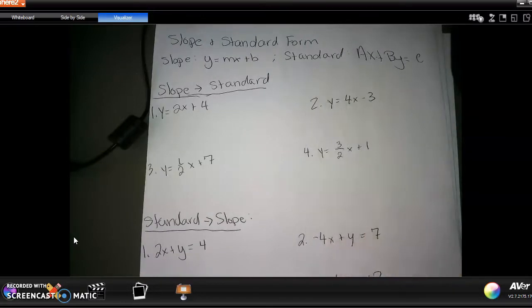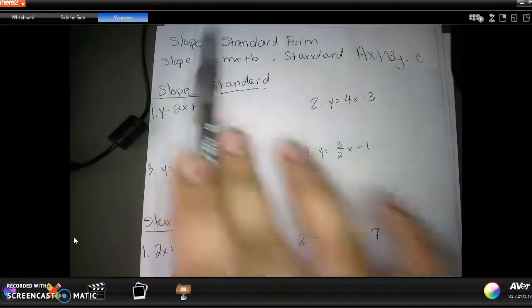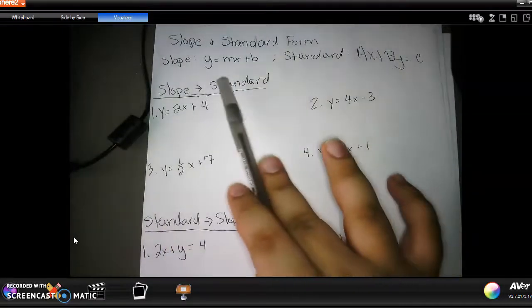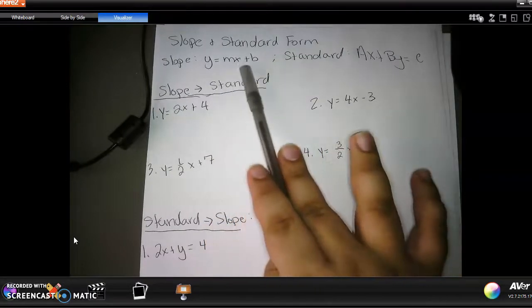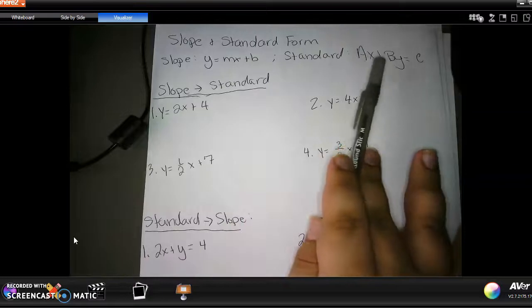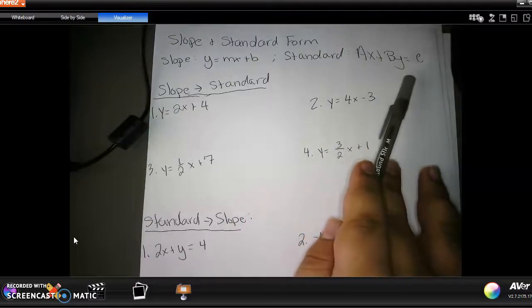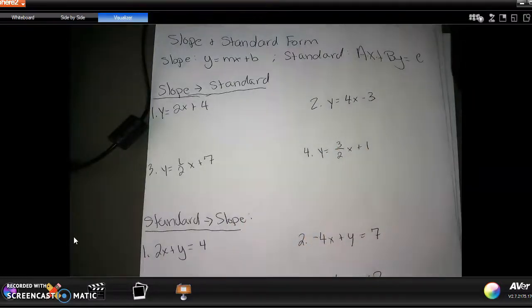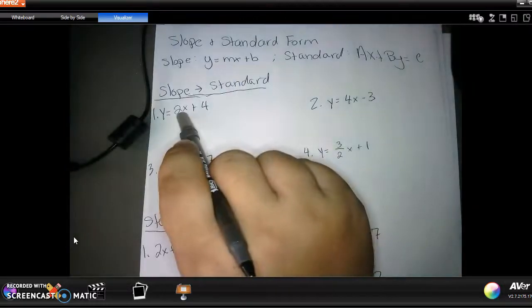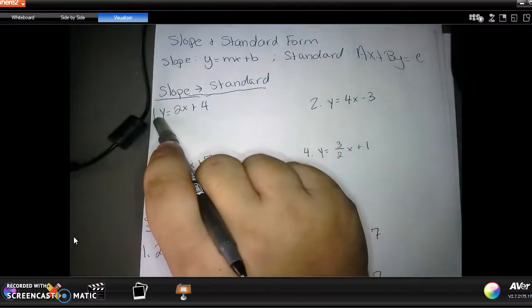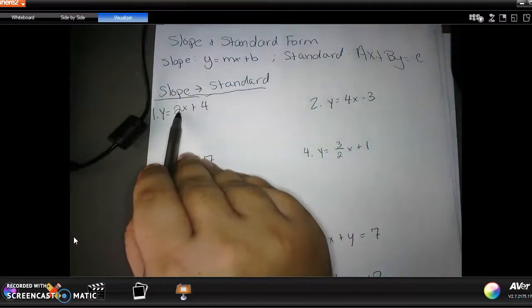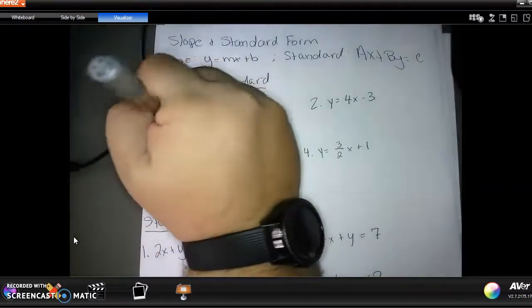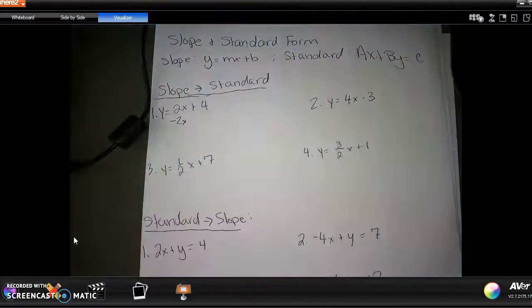Alright? So from slope to standard. So we're going from this form to this form. We want to move from y equals mx plus b, as we have here, y equals 2x plus 4. That's in the form of y equals mx plus b. We're going to move it to ax plus by equals c. Okay? So to do that, we want to get 2x on the same side as y. Alright? So if we're looking here, we see that 2x is a positive number. Right? There's no negative number in front of it, so it's positive. So we do minus 2x on this side.